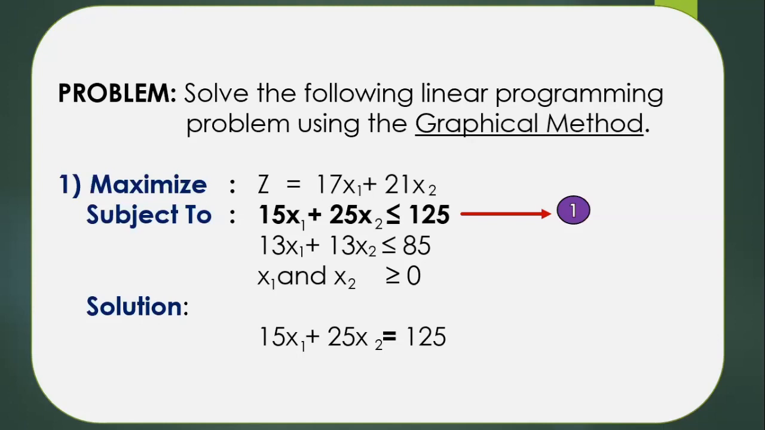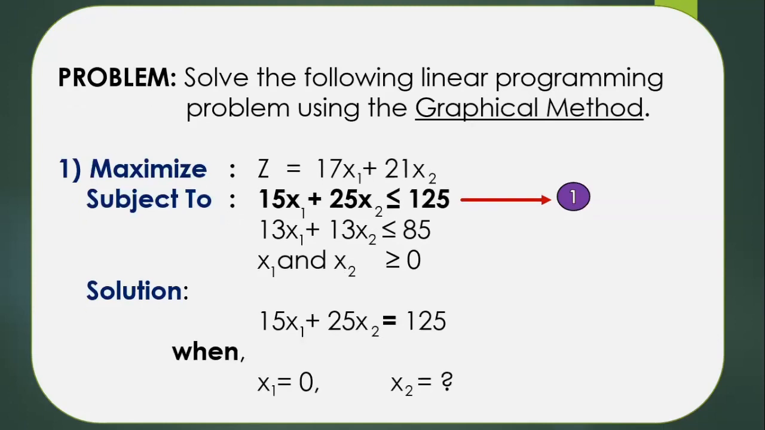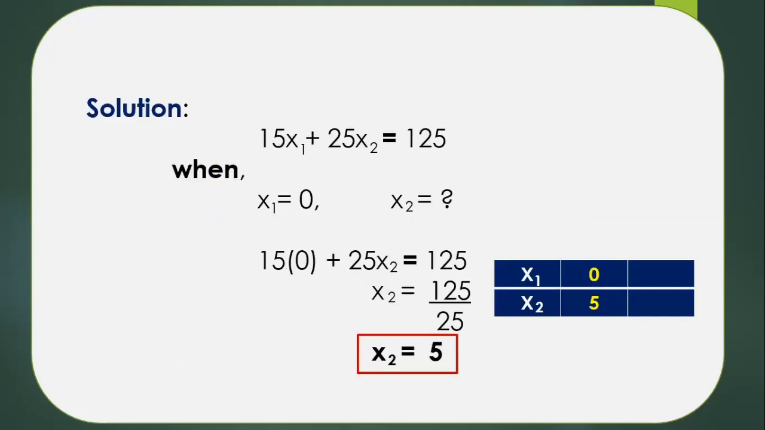Hence, in order to identify our 2 points, let us take a look at the first constraint and find the boundary conditions. Then what is the value of our x sub 2? Here, remember that we have already converted our first linear structural constraint into an equation, and that becomes 15x sub 1 plus 25x sub 2 equals 125. When x sub 1 is equal to 0, what is the value of x sub 2?